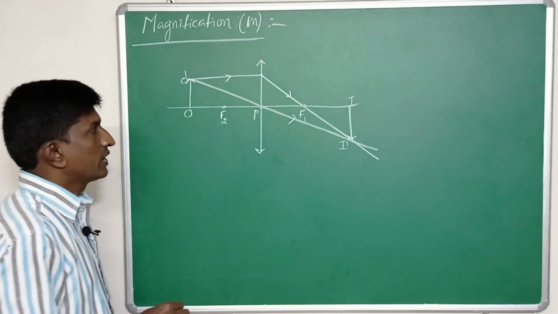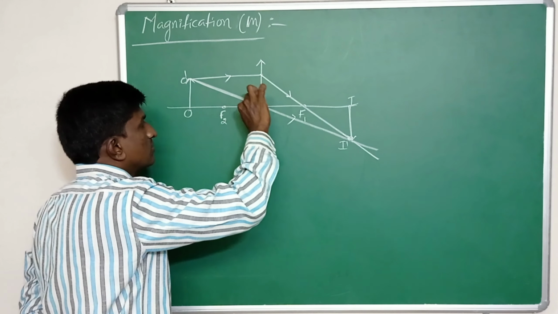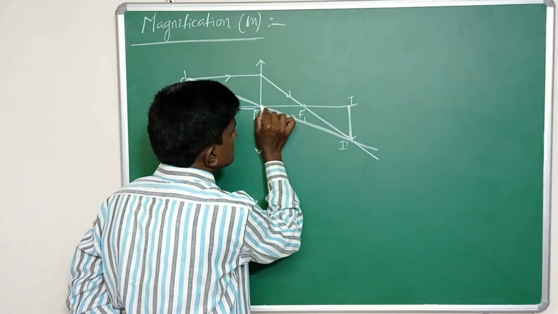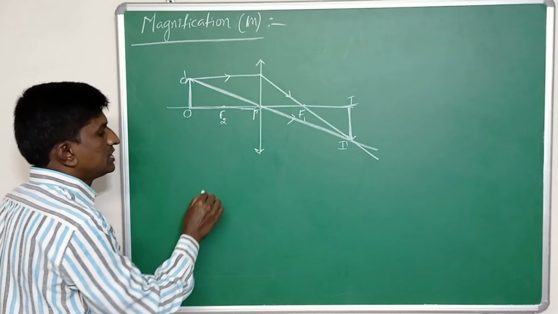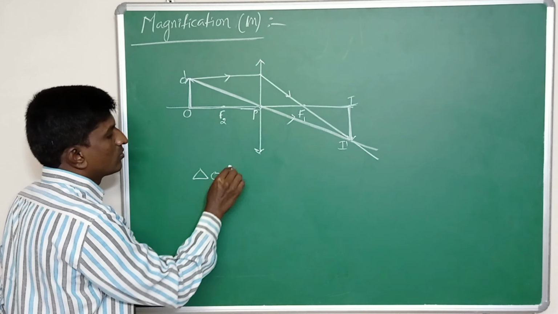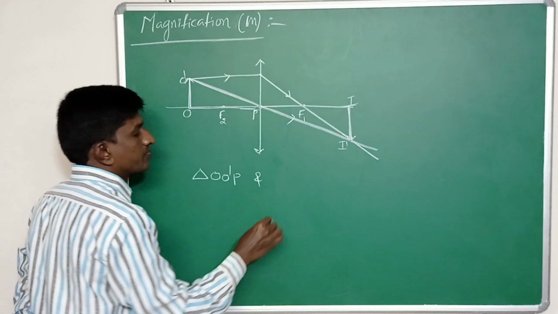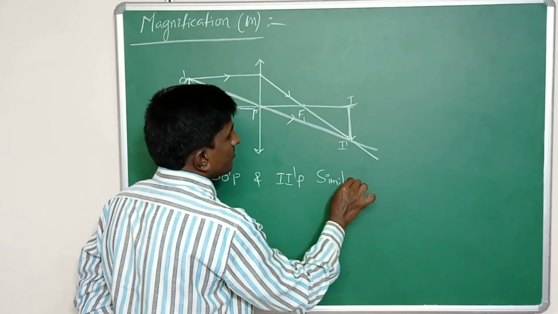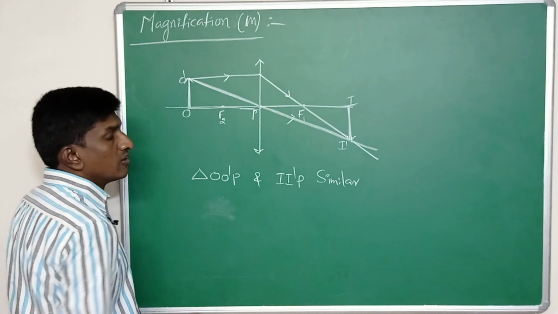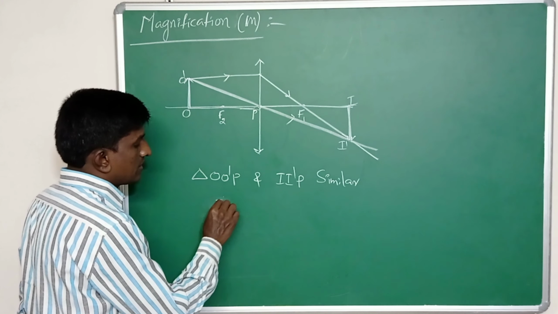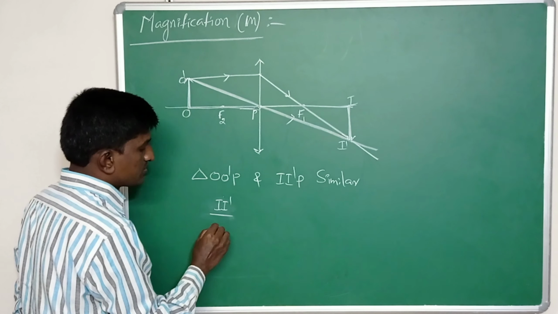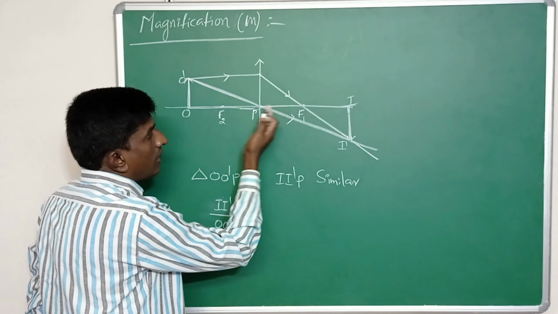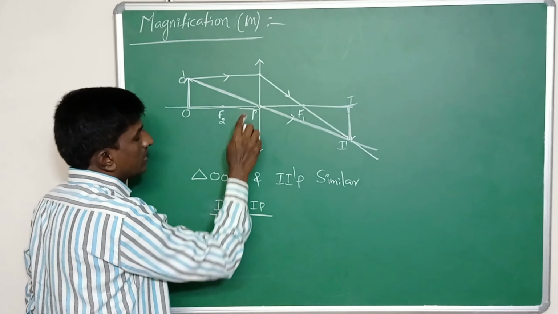From this figure we can find two similar triangles. First one is O dash P, and the second one is I dash P. So these two, triangle O dash P and triangle I dash P, are similar. Okay, then from the similar triangles we can write I dash by O dash equals IP by OP.